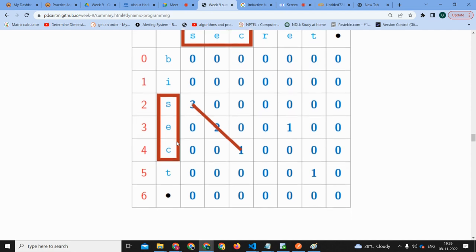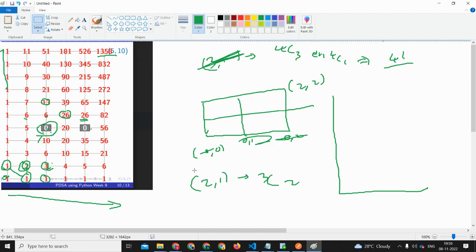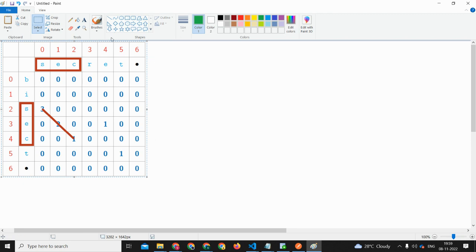Okay. So, what is this longest common subword? Given two words. In this case, we have secret, and we have bisect.